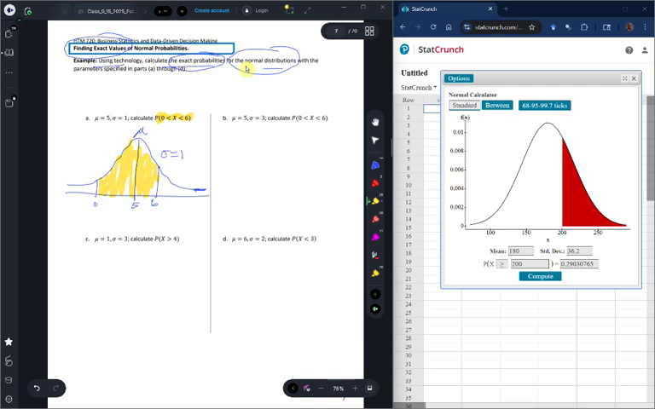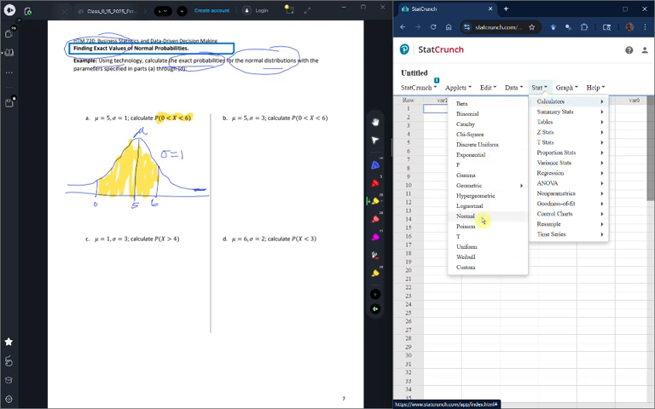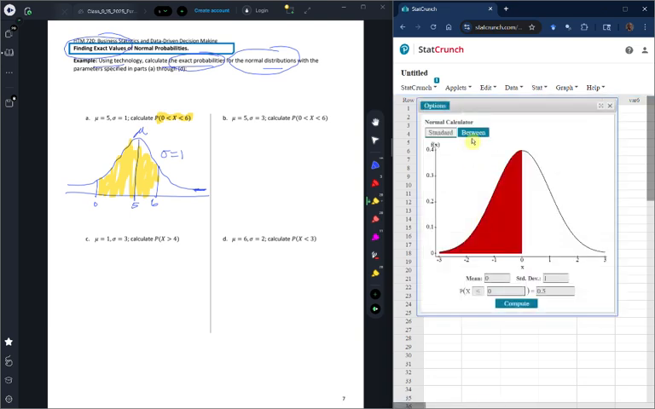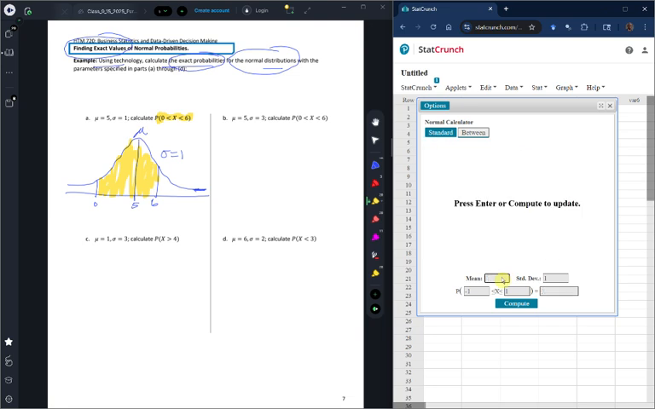To find the exact probabilities, I'll go over to StatCrunch. Since I want values between two values, 0 and 6, I'm going to toggle this over to Between. Again, just a quick reminder how to get to this point: you go to Stats, you go to Calculators, and then you go to Normal Distribution Calculator. I want to capture the size of the area between two values. I'll click on Between. The first parameter here is the mean, which is the center value, 5, and the standard deviation is 1. So I'm going to do 5 and 1.